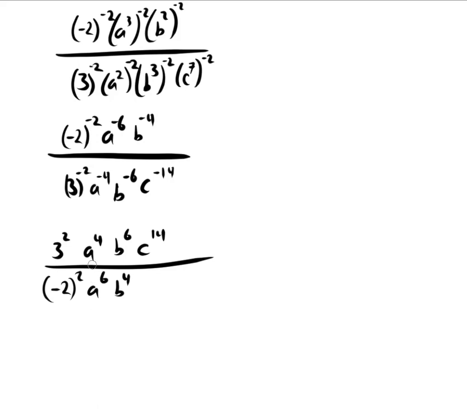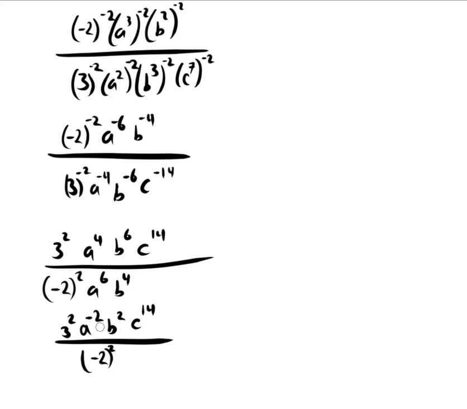And then I do the quotient rule, right, which is to subtract the like bases. So I end up with 3 squared. I can subtract my a to the 4, my a to the 6, and I get a to the negative 2, right? Let me get rid of that fraction bar, that's going to make it more confusing. I get b squared, 6 minus 4 is 2, sorry, and c to the 14, nothing changes there. And over the top of that, I can't forget this negative 2 squared. And that still looks pretty ugly, but at least I'm making progress.